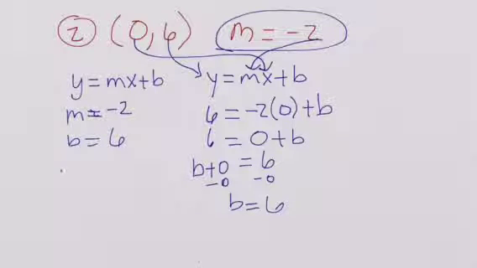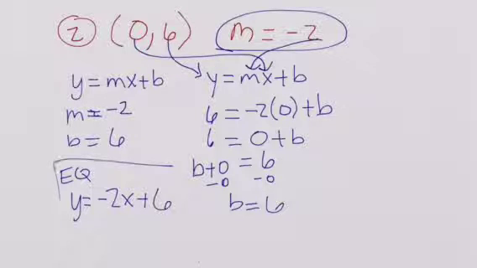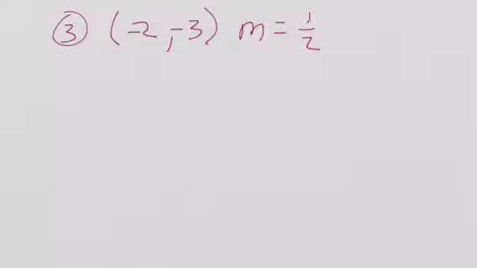So now I can write my equation. So my equation is y is equal to negative 2x plus 6. And that's my answer. Notice that my equation is always going to have an x and a y, or it's going to have at least one x or at least one y. All right, let's go to the next one.